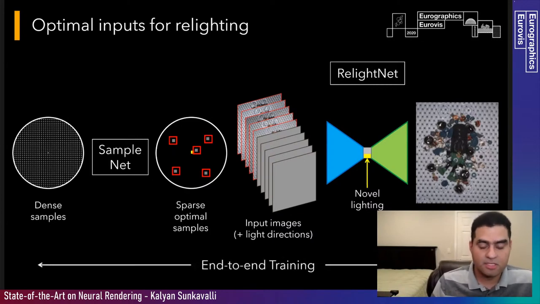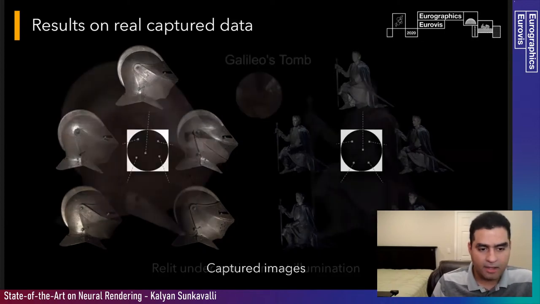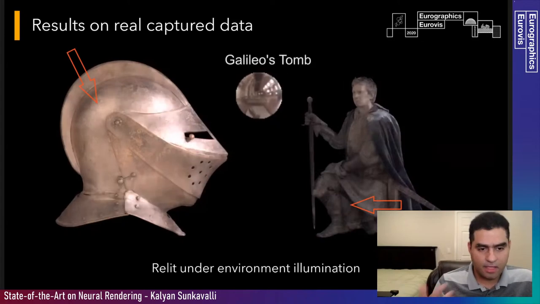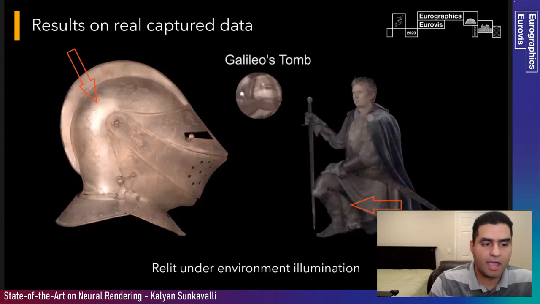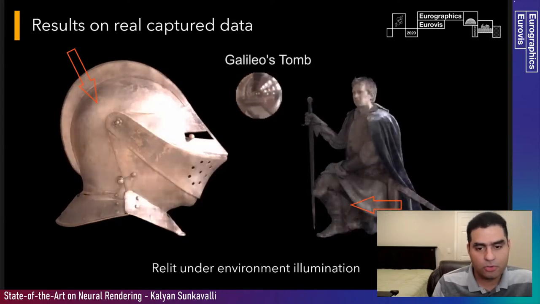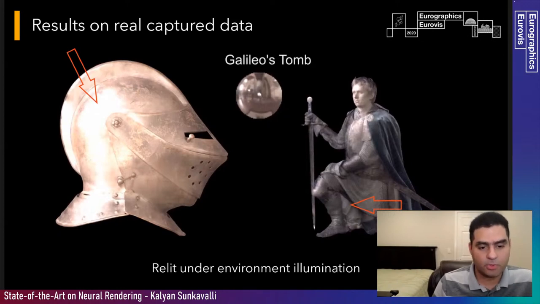And we train this whole thing, both the sample net and the relighting net, end to end to minimize the errors from relighting. We train this on purely synthetic data, but it turns out it generalizes quite well to real data. Here I'm showing you two captures from a sparse light stage data set. And you can see these are images relit under environment illumination. You can see we're able to capture the specular highlights on this helmet, the soft shadows on the knight, and fairly complex light transport effects.